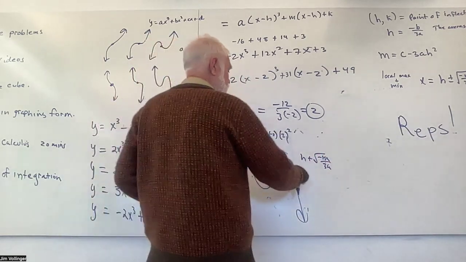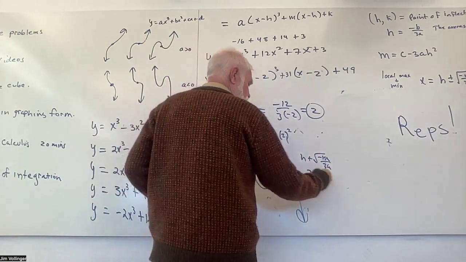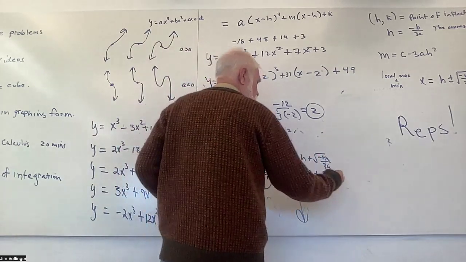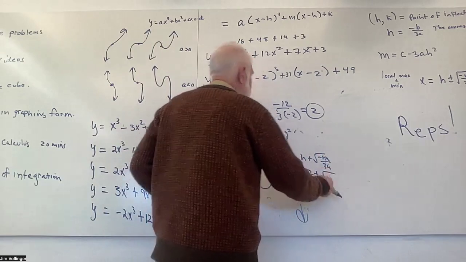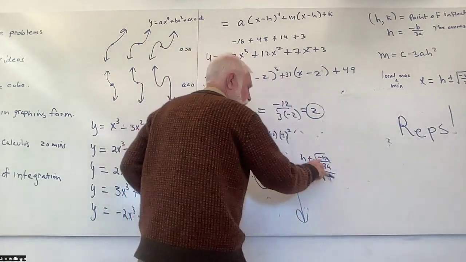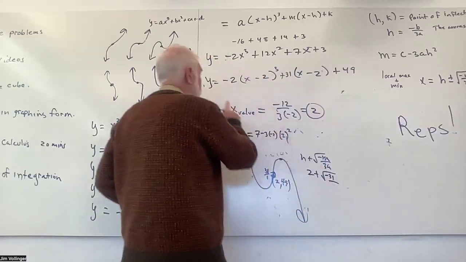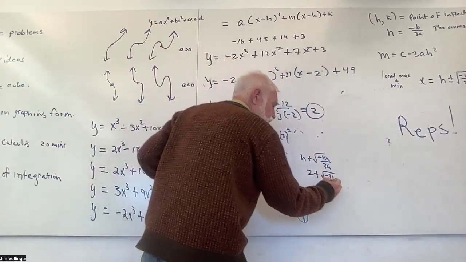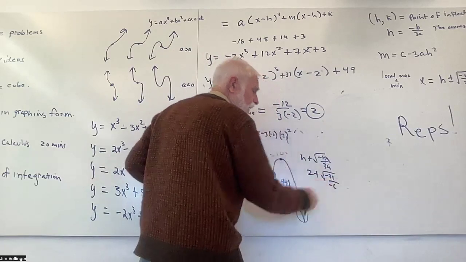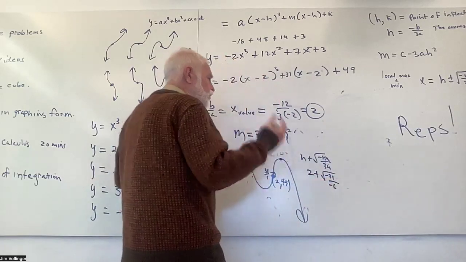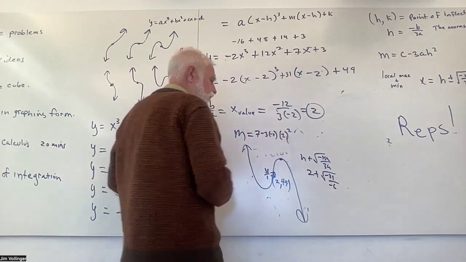So what's h in this case? 2 plus the square root of 49. No, it's 31, wasn't it? 31. So the opposite of 31, which is minus 31, is getting divided by negative 2 times 3, which is negative 6. And you can see we have real roots. Not real roots, real local x values for max and min.